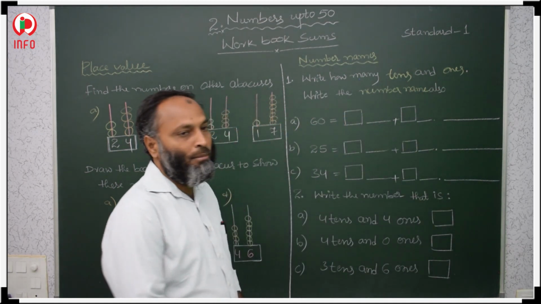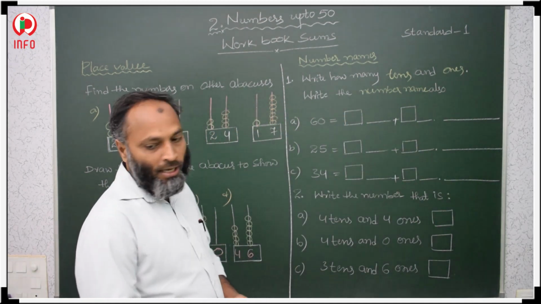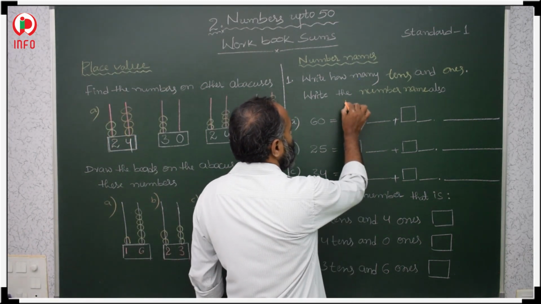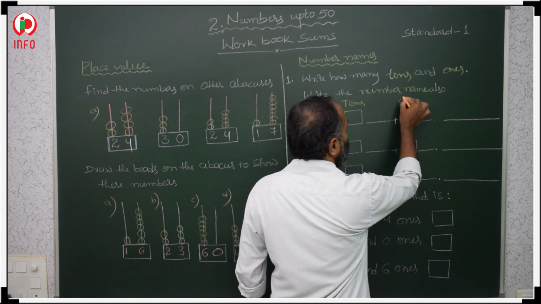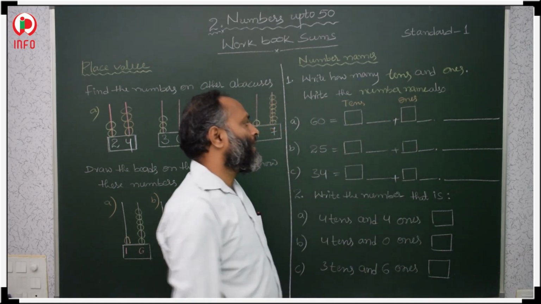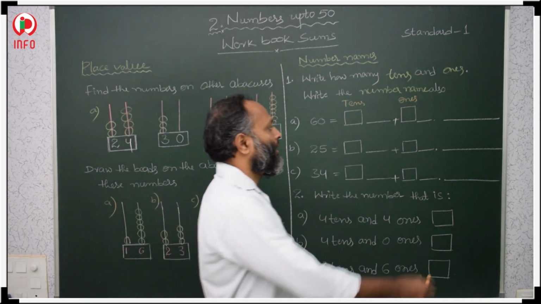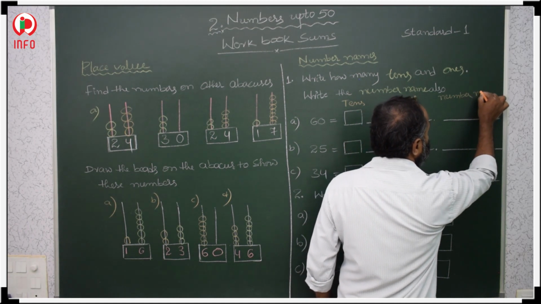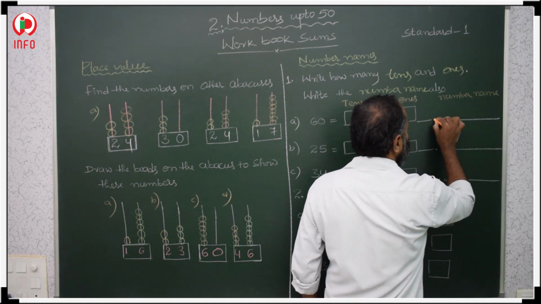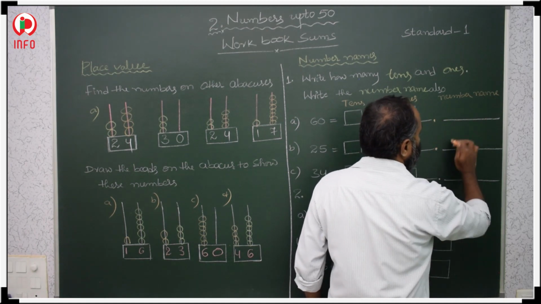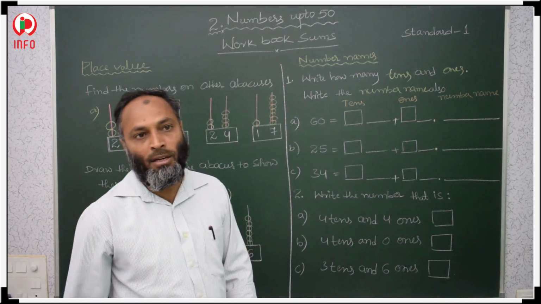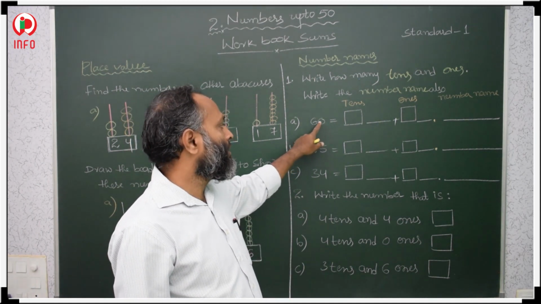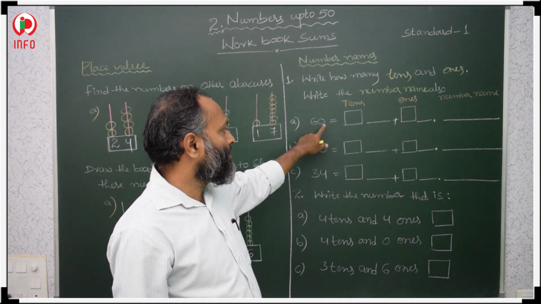He is asking for the number name also. What has he given here? Here tens, here ones. How many tens are there? Then how many ones are there? We have to write it in this blank as the number name. So here 6T. 6T means 6 tens and 0 ones.